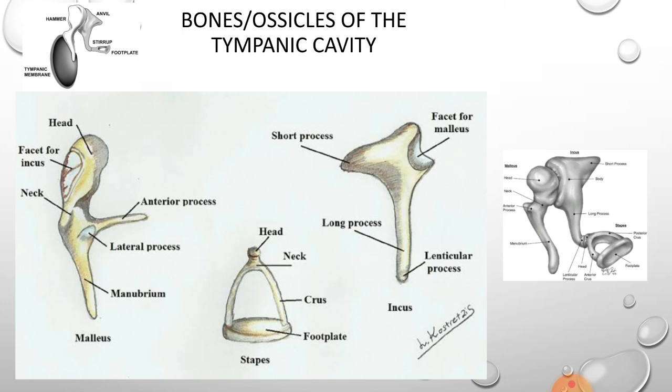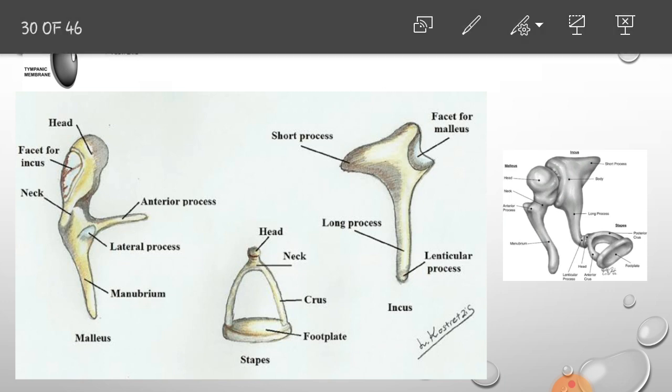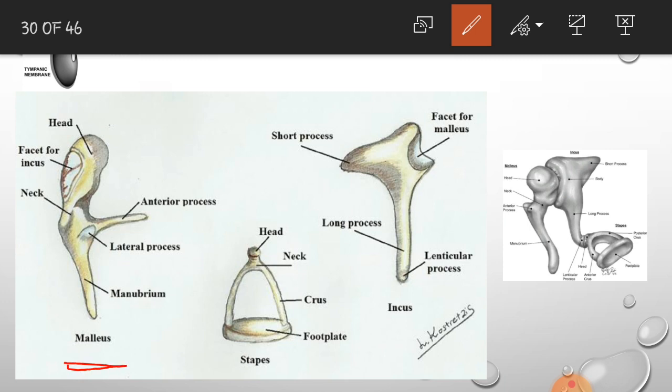Here you can see the different parts of the three ossicles that I just discussed. This first bone is malleus. So this is the head of the malleus, neck of the malleus, anterior process, lateral process, manubrium or handle of malleus, which is attached to the medial surface of the tympanic membrane.